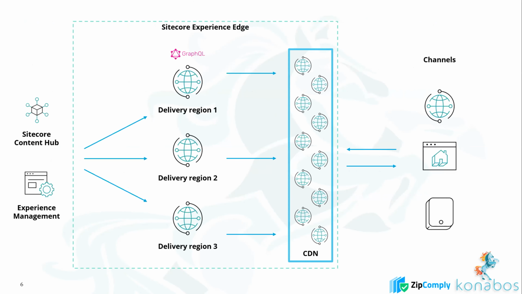From a topology perspective, the content gets pushed either from Sitecore Content Hub or experience management into these delivery networks exposed via the GraphQL endpoint. Any of your channels simply would be running GraphQL queries to these endpoints and pulling the data out to use what they need. The beauty of GraphQL is that you can pull what you need. You don't have to get a whole big payload of junk you don't need.